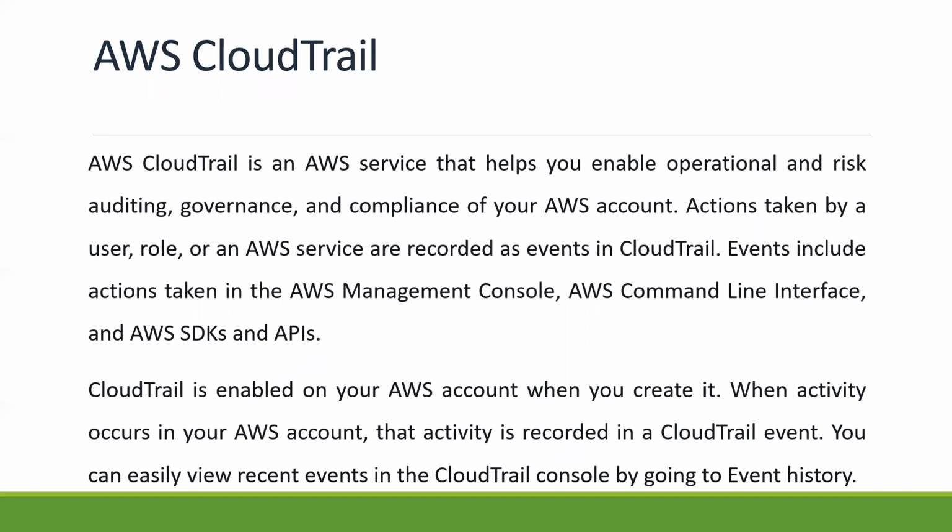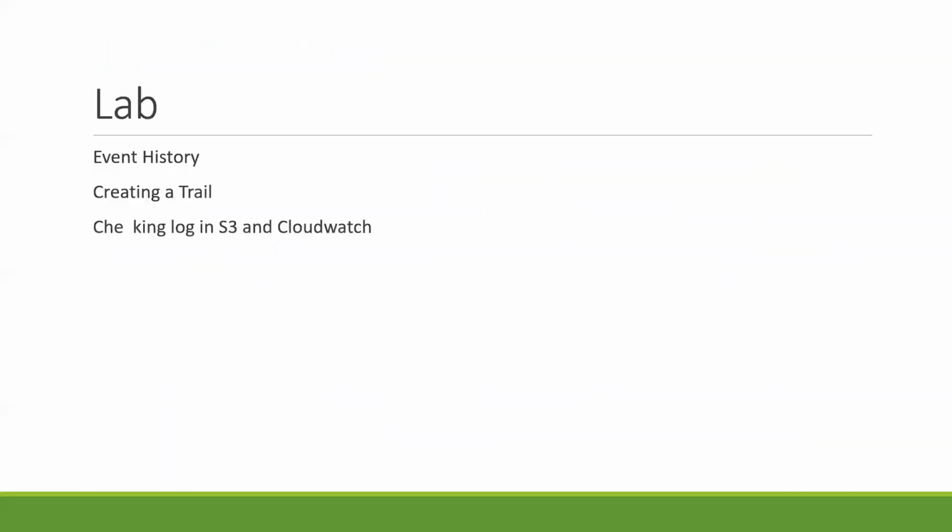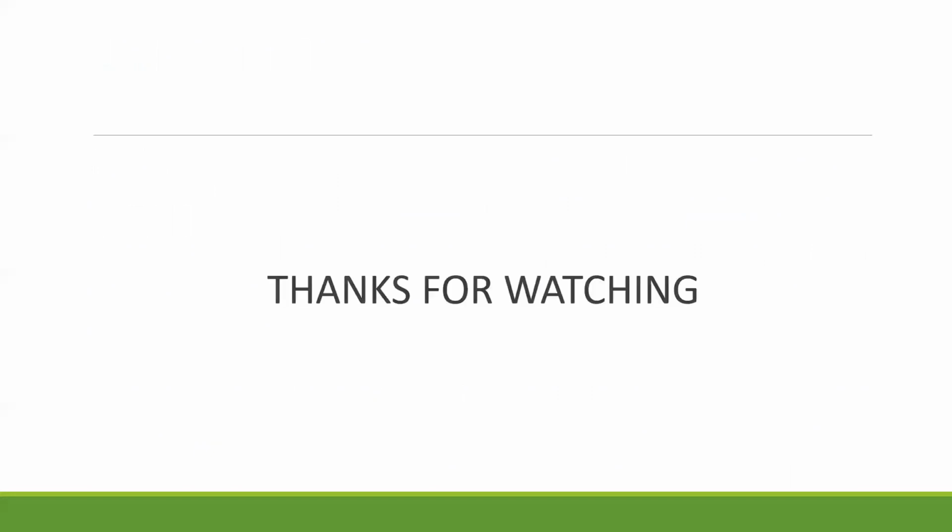So CloudTrail is enabled on our account when we create it, and whenever any activity happens, it will record it. So we can view the recent events, and up to 90 days we can see the event history. It keeps a 90-day history of all the events. In today's lab, I will show you how to check the event history, how we can filter the history, how to create a trail, and how to check the log in S3 and CloudWatch.